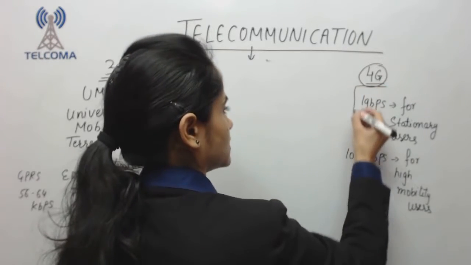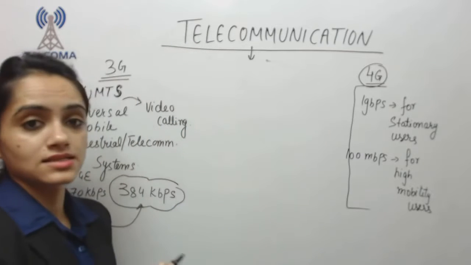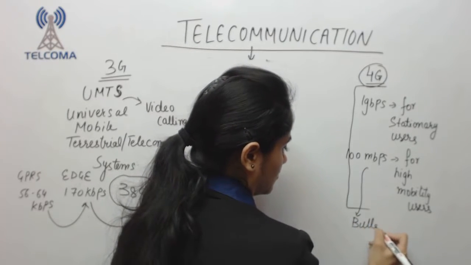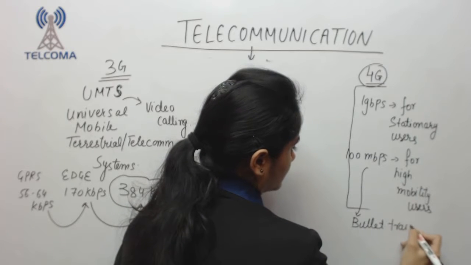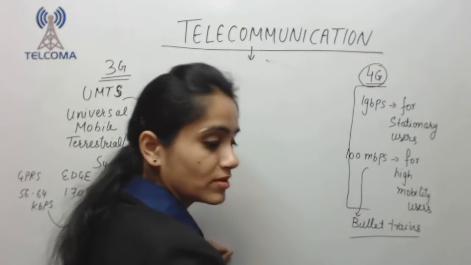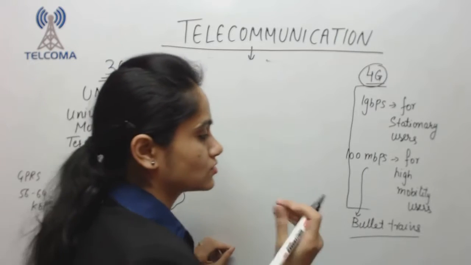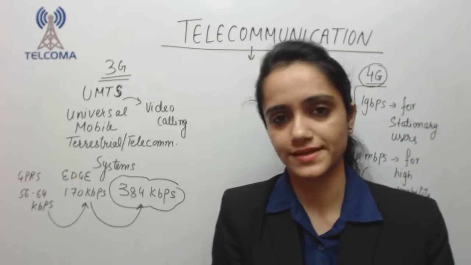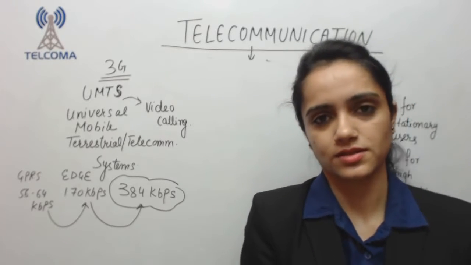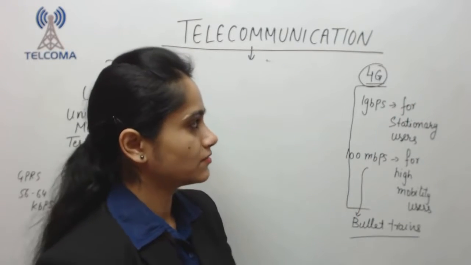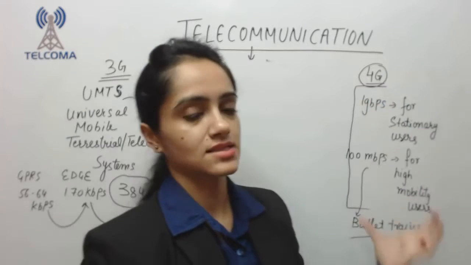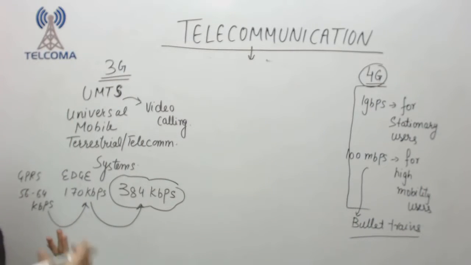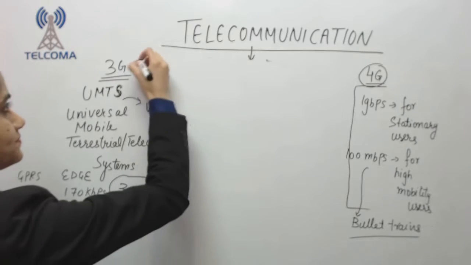Why is so much data rate required? This data rate is required for things like bullet trains. Whenever we are moving with high mobility, we require huge data rate. So in order to meet the requirement of high mobility services, like bullet trains, we require huge data rate. So we set up a target that whenever we achieve this, we call it the fourth generation. Now we are in third generation, that means we require to move ahead.